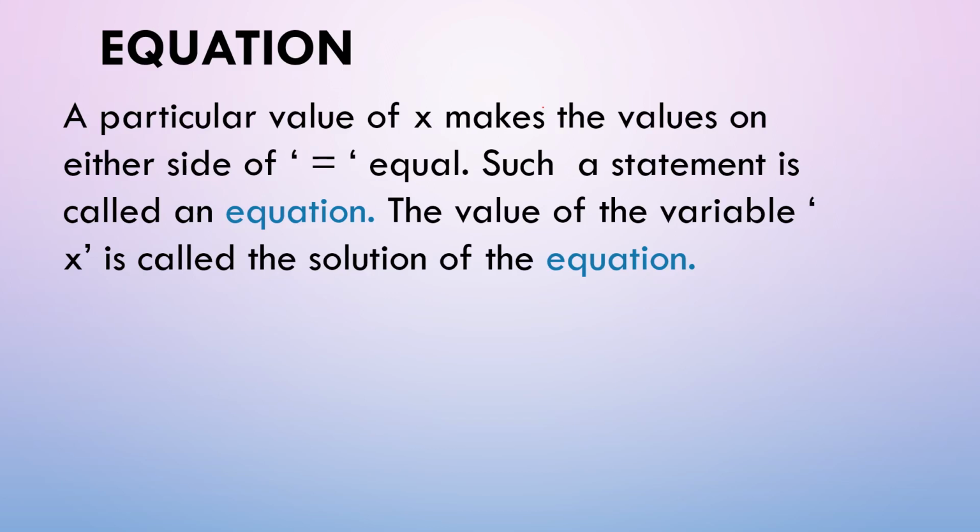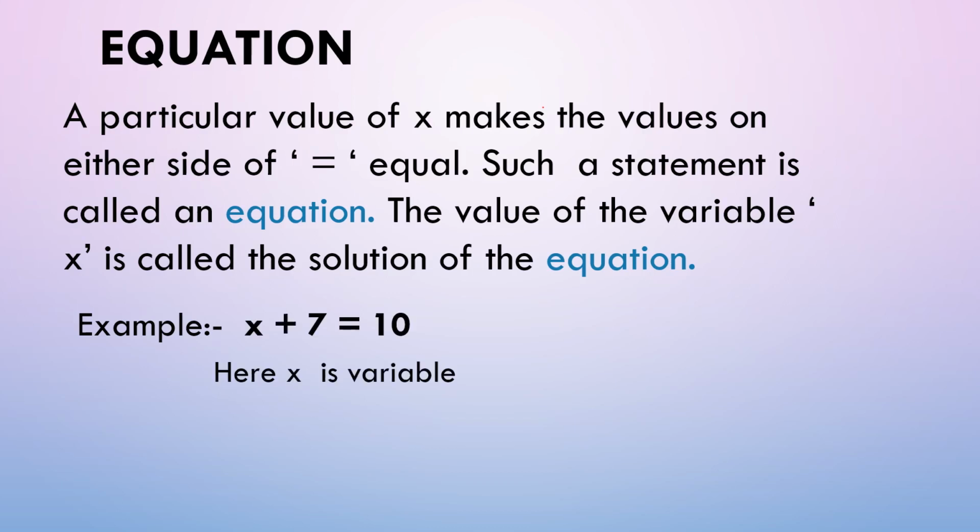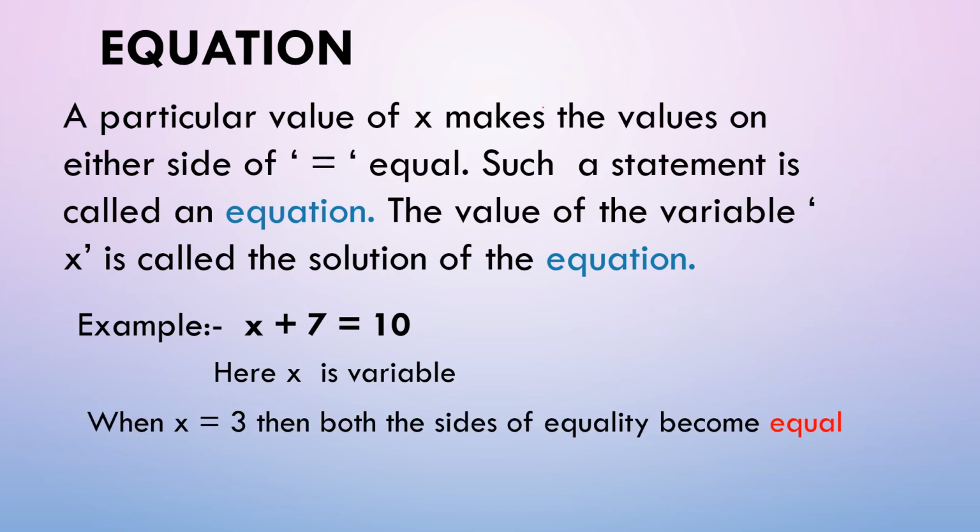So what is an equation? A particular value of x makes the value on either side equal. Such a statement is called an equation. The value of variable x is called the solution of the equation. If I give you an example, x plus 7 is equal to 10. Here x is a variable. If I put x value 3, so 3 plus 7 is equal to what? 10. Here both sides of the equality become equal.